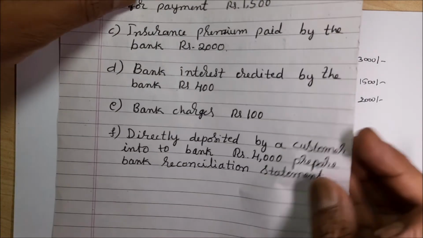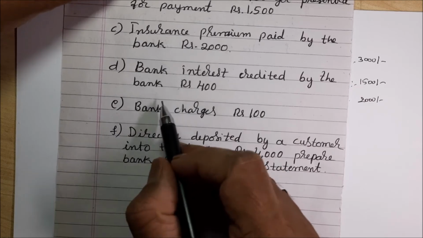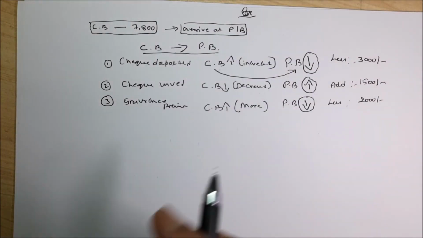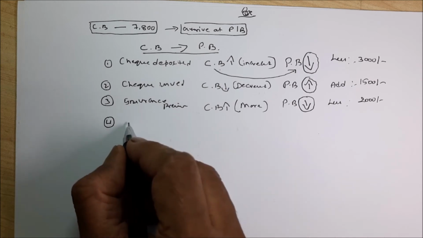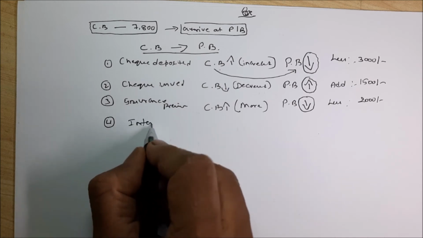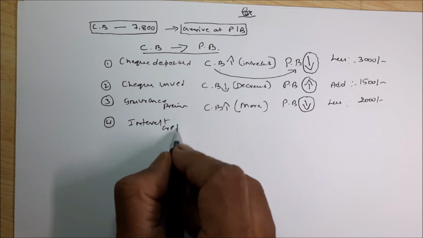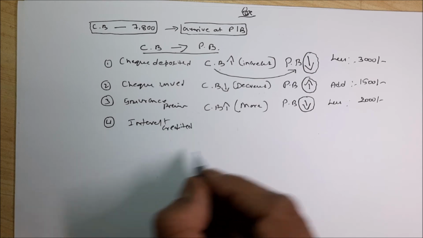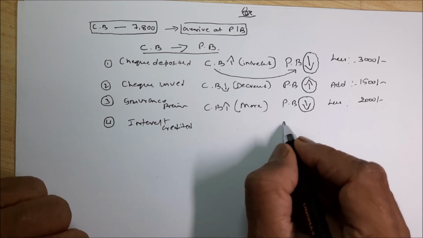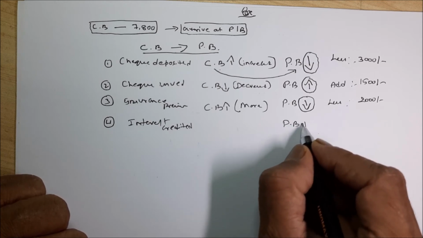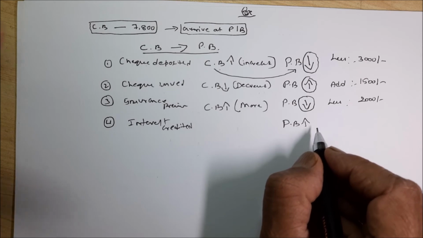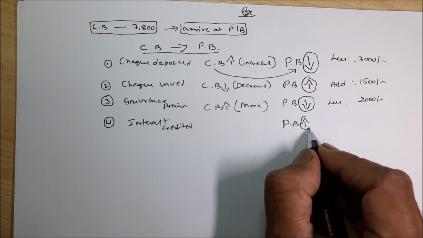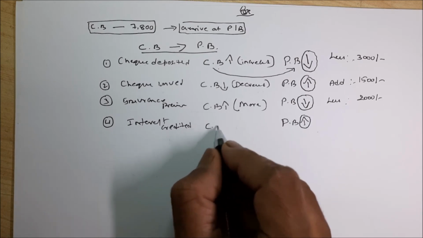Next transaction. Bank interest credited in the bank, rupees 400. So the bank has given interest. When interest is credited, the passbook says yes, it has increased. Assuming I had 5,000 rupees and 400 rupees interest is credited, then it becomes 5,400. It has increased.